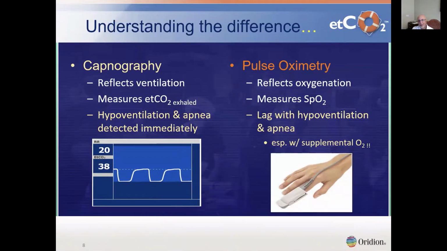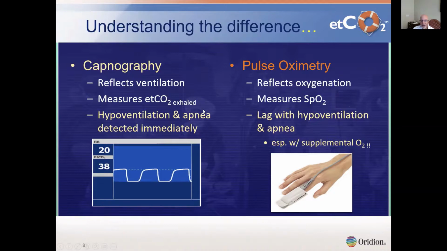So what is the difference between capnography and pulse oximetry? Well, obviously, pulse oximetry reflects oxygenation and measures the O2 sat. This is often not a reliable indicator of worsening respiratory failure, as it doesn't measure the PCO2, and the patient may be hyperventilating, and there will be a delay in the decrease in oxygen saturation, especially if the patient is on supplemental oxygen. So capnography is a more accurate reflection of the patient's adequate ventilation.